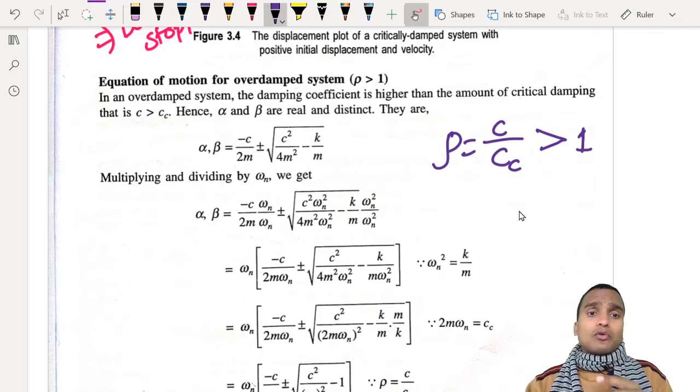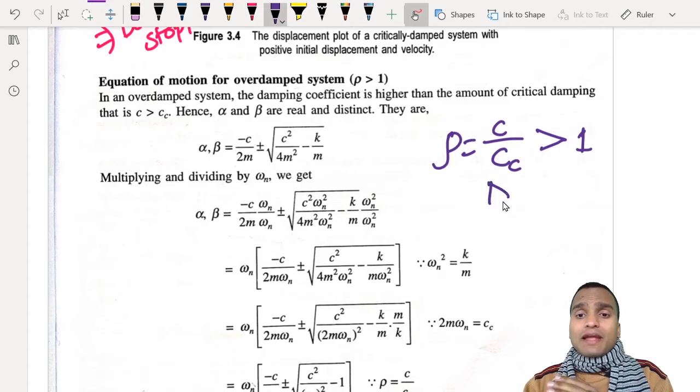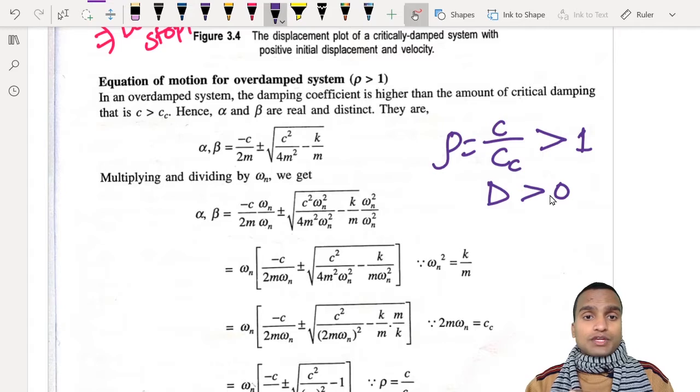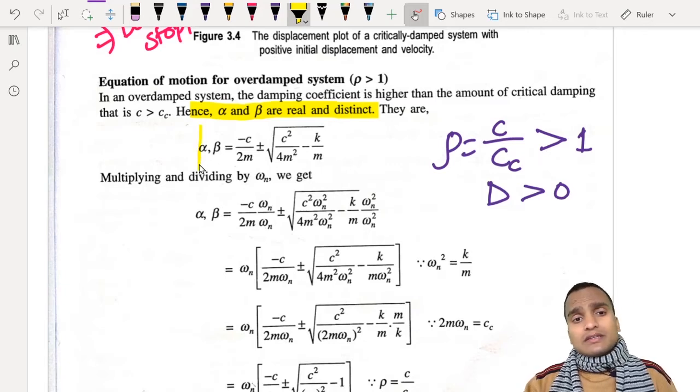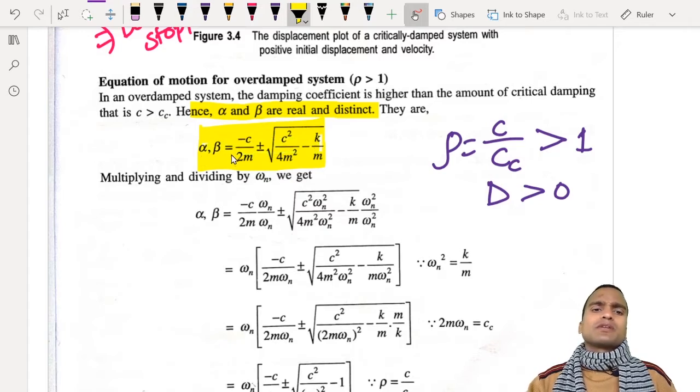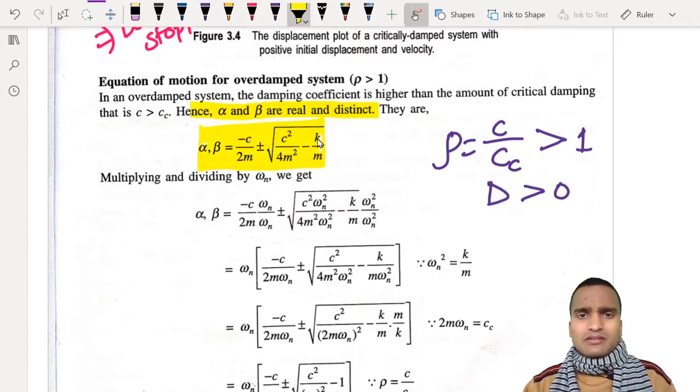Okay, and in an overdamped system, the d value, the discriminant, c square minus 4 km, will become greater than 0. Okay, so here we are going to get real and distinct roots. Okay, so if we assume alpha and beta are the roots, they are going to be real and distinct, and we can solve the distinct values of alpha and beta from this equation, and this equation is simply derived from the quadratic equation. Nothing to remember. Okay, this is not to be remembered.